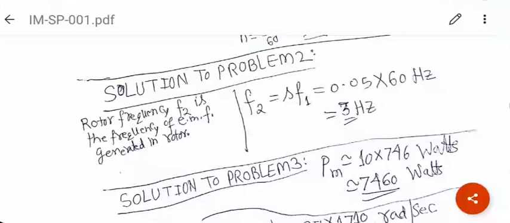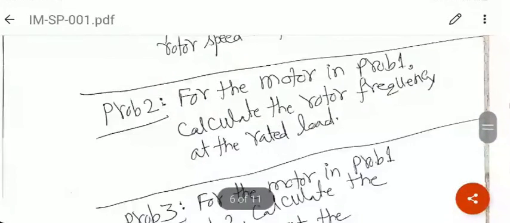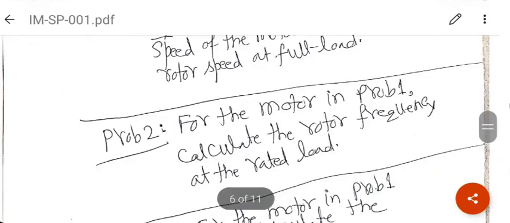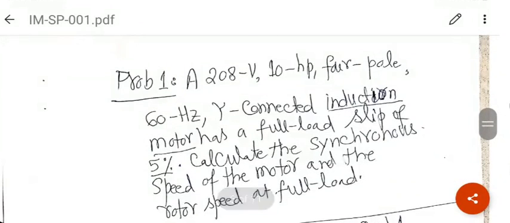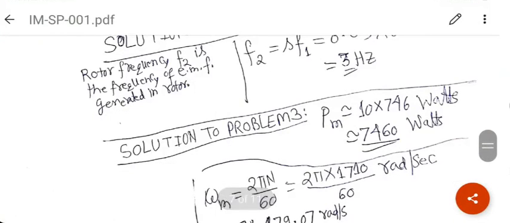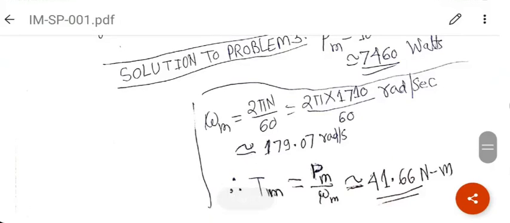Okay, and the third problem is a continuation of this problem. For the motor in problem 1 and problem 2, calculate the shaft torque at the rated speed. The output power is 10 horsepower and output speed is 1710 RPM. So based on that, you figure out omega, let's call it omega M. M means motor or mechanical.